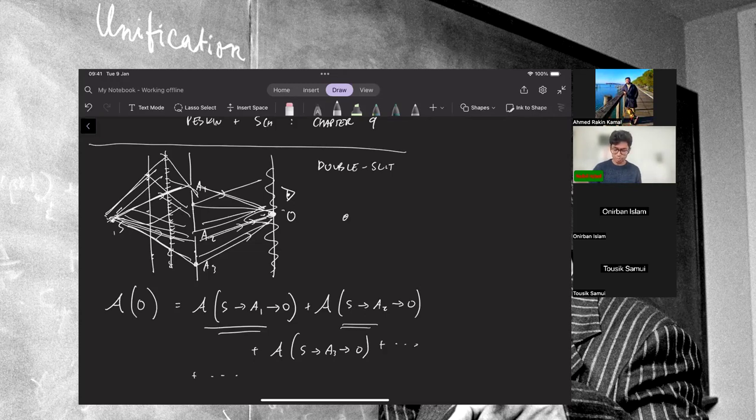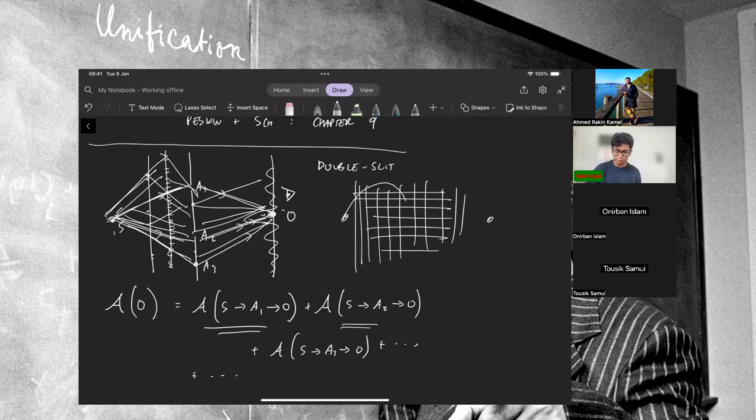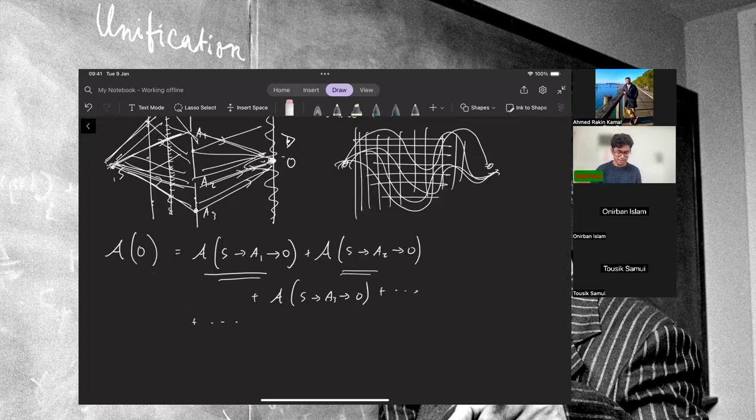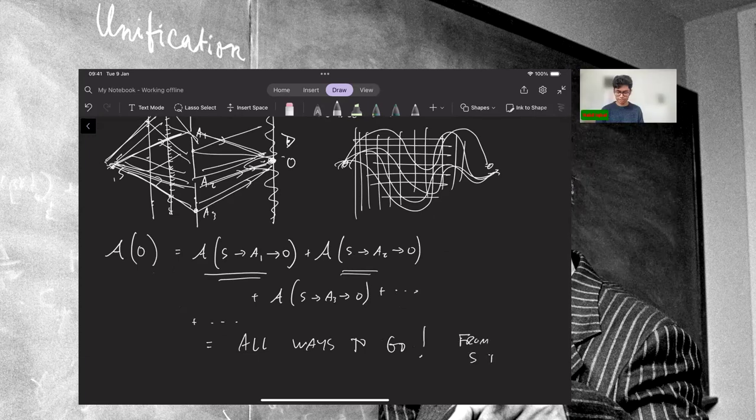So what that means is, what is happening if you just think about empty space with no screens? You can imagine that you can just fill all of space with this, and then imagine that there are no screens at all. And what you should do is sum over all the possible ways for the particle to get from here to here. So the real claim is that this sum is actually equal to all the ways to go from S to O, okay? This is what the amplitude should be.